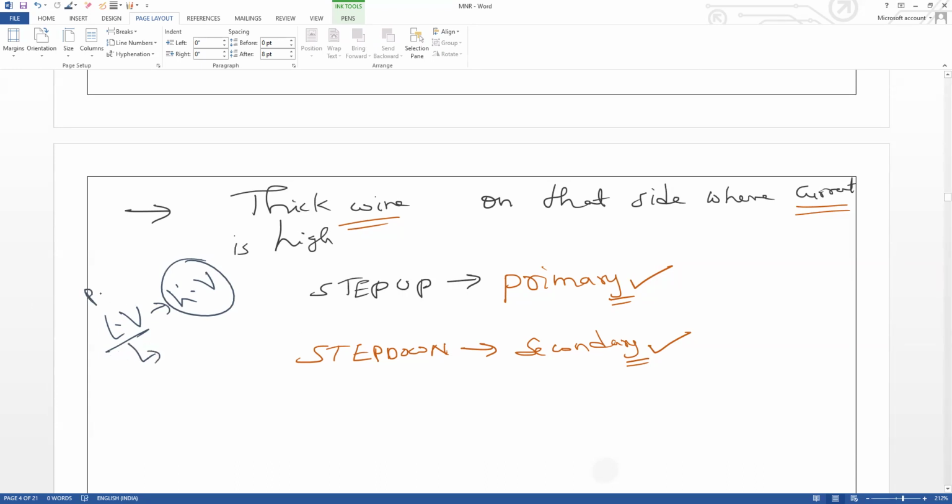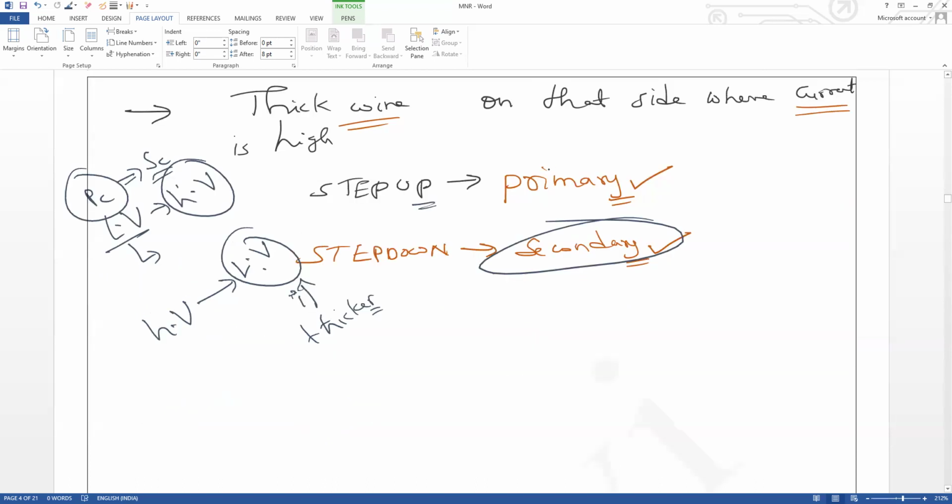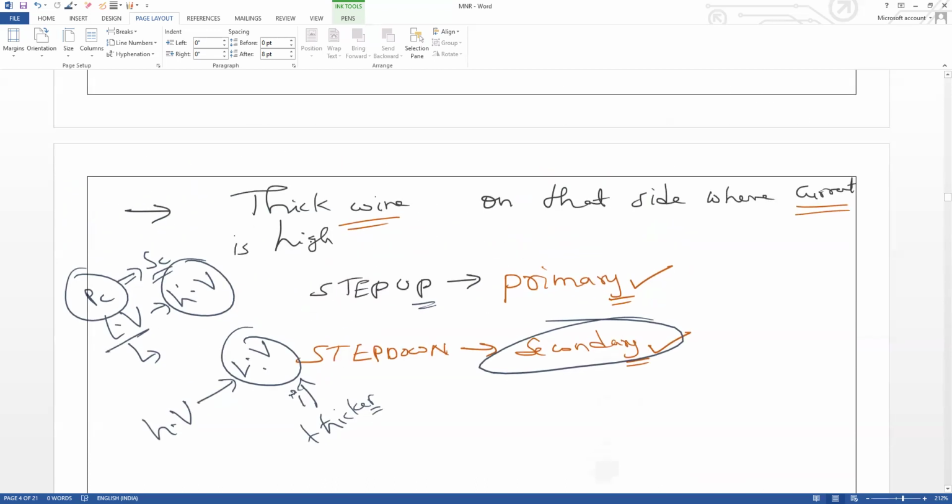Do you understand? The primary coil must be thicker and the secondary coil must be thinner. Then it is step up. Now step down is coming from where to where? High voltage to low voltage. So here voltage is less, so current is more. Current is more, so here must be thicker. Is it okay, guys? Nothing else is there. Understand, everybody? Yes, so this is the second reason.